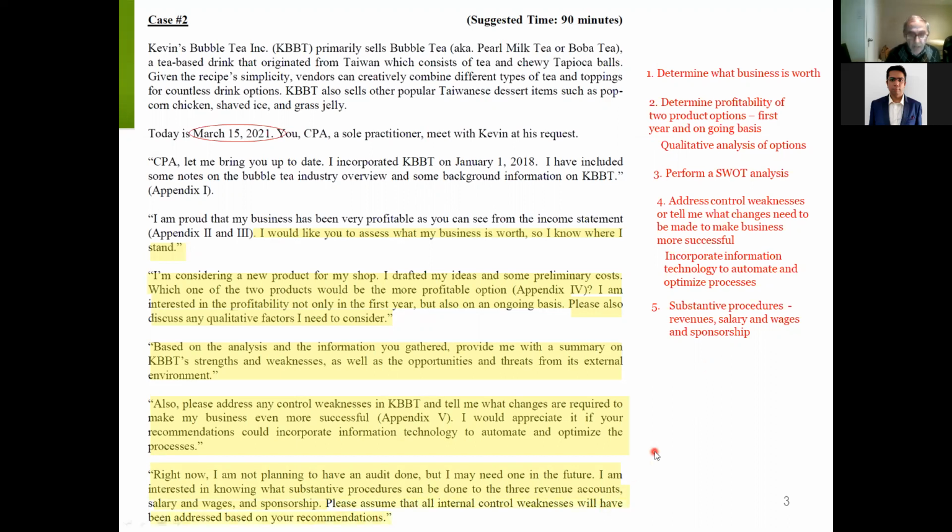Finally, it says, please assume all internal control weaknesses will have been addressed based on your recommendation. So what they're telling you here is that when you come up with the substantive procedures, assume that whatever recommendations you made in the previous required to improve systems have been made already, okay? So you're doing the substantive procedures on the assumption that your recommendations have already been implemented.